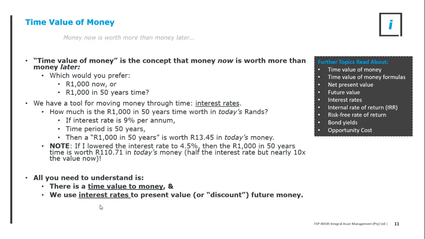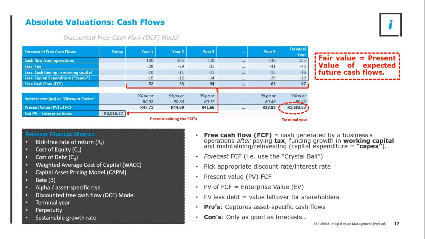So when I talk about interest rates or discount rates or discounting, that's all the same thing. I'm taking future money and working out what it's worth today. So understanding the concept of time value of money, absolute valuations, there are really two major ones, cash flows and dividends. And the cash flow valuation, the common term is the discounted free cash flow model, the DCF model.